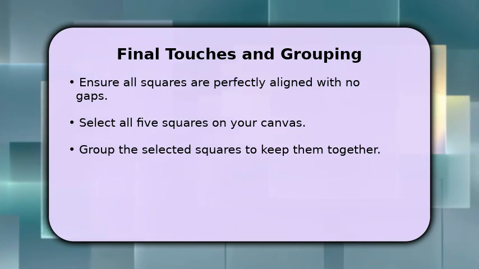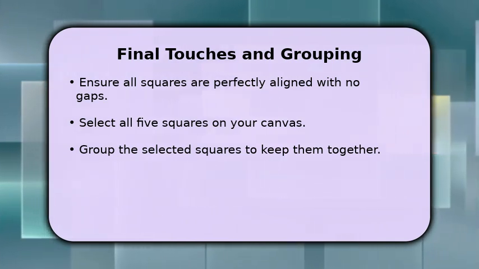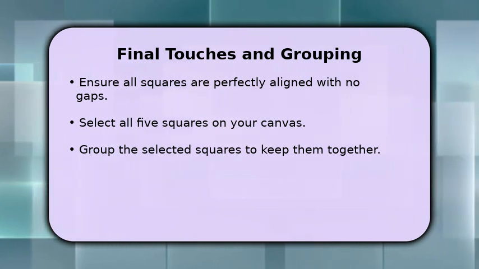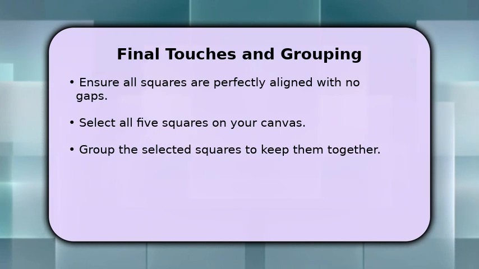Finally, group them together using the keyboard shortcut Ctrl+G or Command+G. This makes your new Figma logo a single, manageable object.